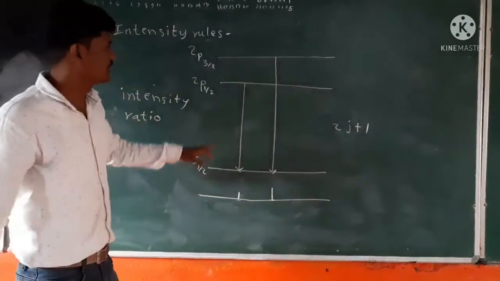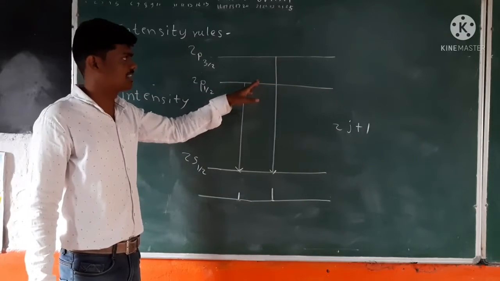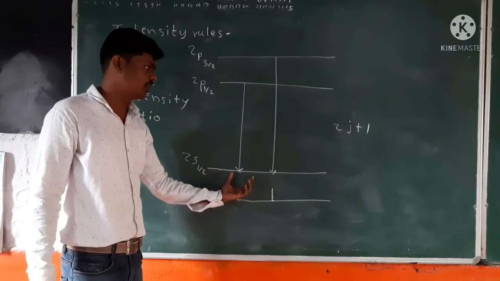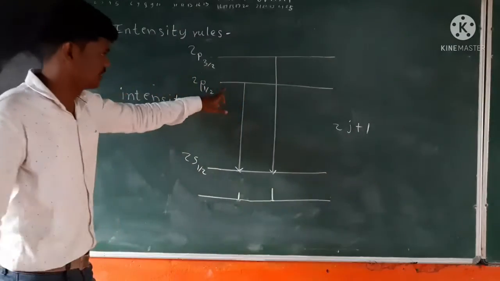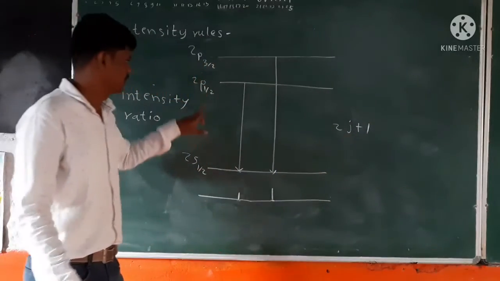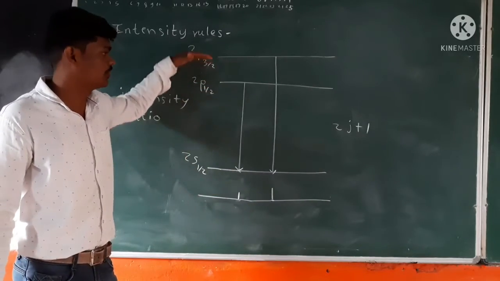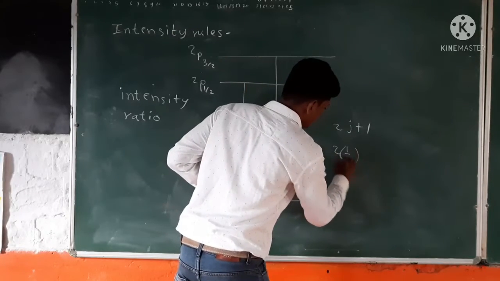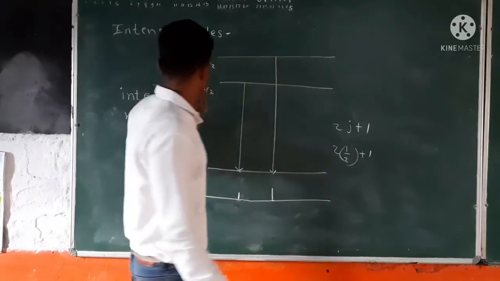Here we can see these two spectral lines arise from different levels and end on the same common level. So we can calculate their intensity ratio with the help of this. Now for the first spectral line we can calculate 2J plus 1. The J value we will take from here, not from the common level. So for this one, the value of J is half, plus 1. For this line, we will take J value 3/2.